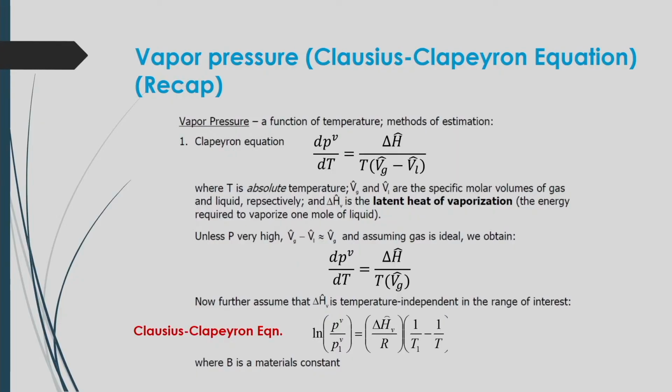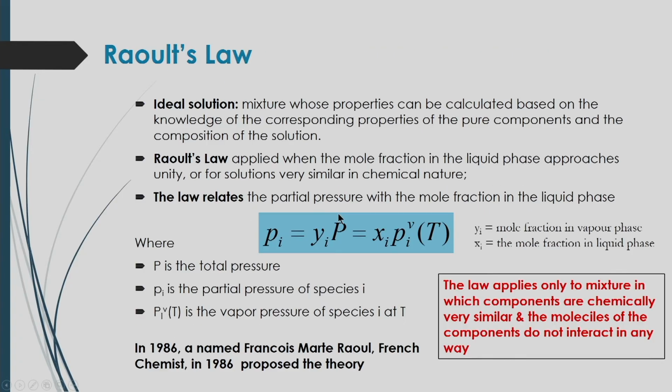We discussed the Clausius-Clapeyron equation to calculate vapor pressure. If you know the vapor pressure of the system at different temperatures, you can calculate the latent heat of vaporization, or if you know the latent heat of vaporization and the vapor pressure at a particular temperature, you can calculate the vapor pressure at another temperature for that substance.